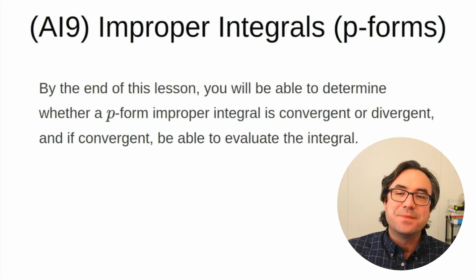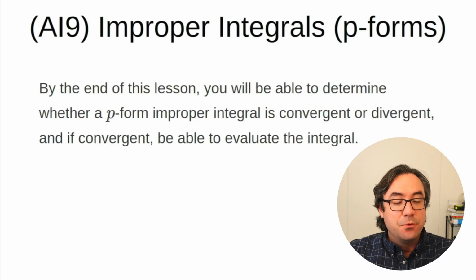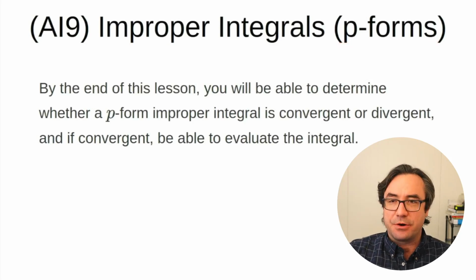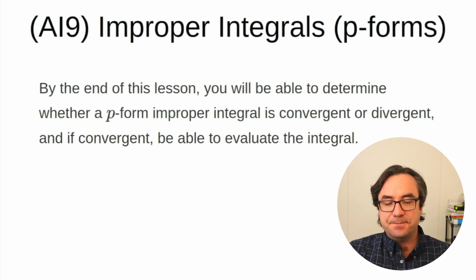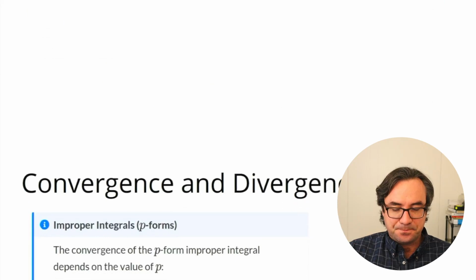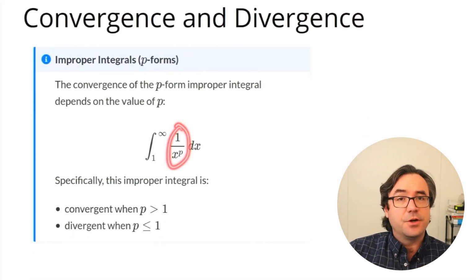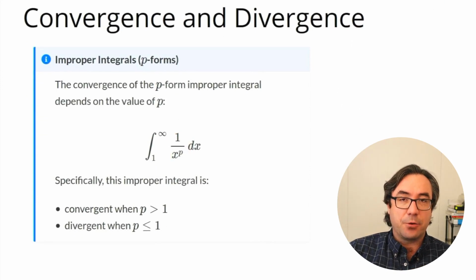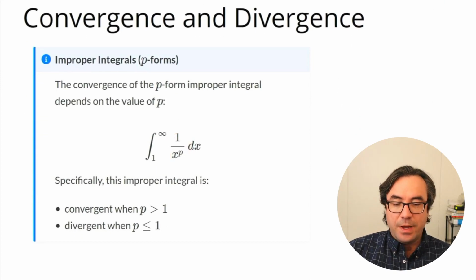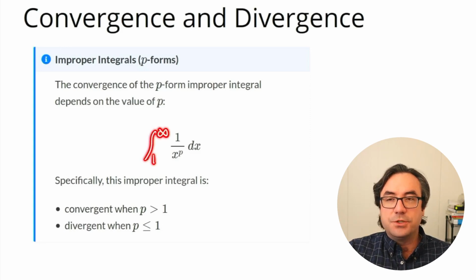Welcome, everyone. For today's prep, we're going to look at a special type of improper integral, which we call a P-form improper integral. And we're going to see when these are convergent and when they're divergent. So first of all, what are these P-form improper integrals? Well, it's just a special type where we're integrating the function 1 over x raised to the power p. And the way we've stated this result, we're going to be integrating that function from 1 to infinity.